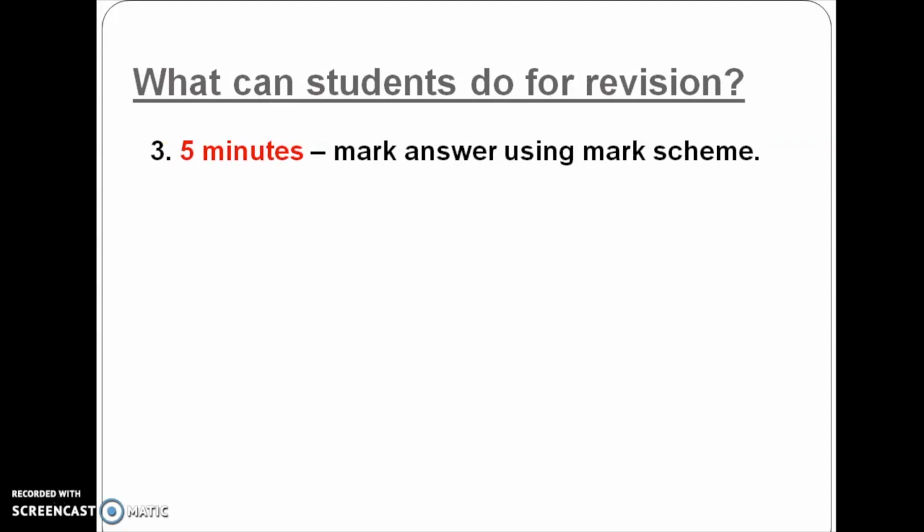5 minutes. Mark using the mark scheme. Now this does take some time and training, so if you're not comfortable in using the mark scheme and you feel like you're not doing it correctly, then first time round or a few times get your teacher to mark the work and they can explain to you how to use a mark scheme properly, because there's many cases when students mark work and when the teacher goes through that the grading is different or the total marks is different because students don't understand how to use the mark scheme.